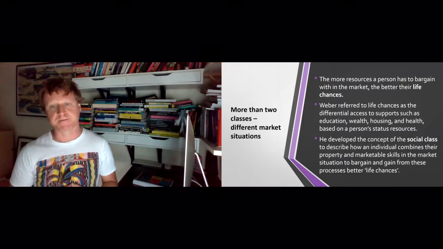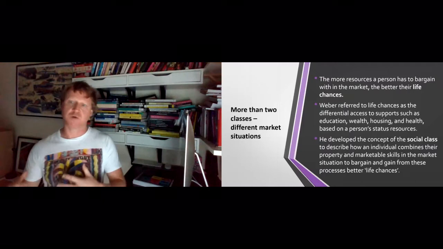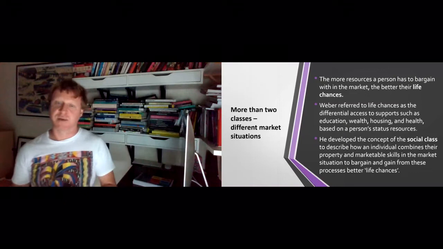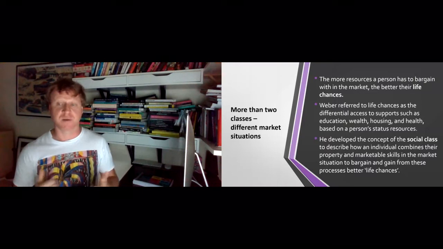So Weber starts to develop the concept of social class, where the Marx version was largely an economic class. We now start to bring in these kind of social aspects to think about how to describe how individuals combine their property and marketable skills in the market situation to bargain and gain from these processes to create better life chances.